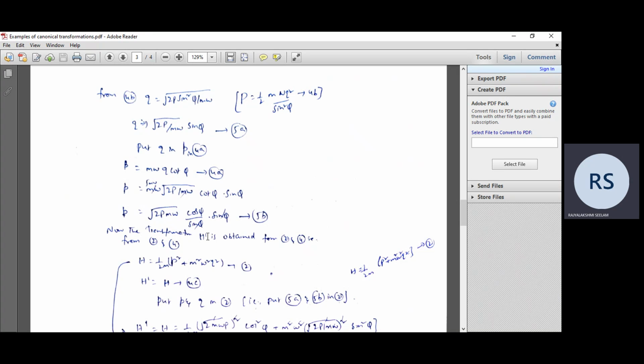So now the transformation H dash is obtained from equation number 2 and equation number 4. That means from equations 2 and 4 we will obtain it.